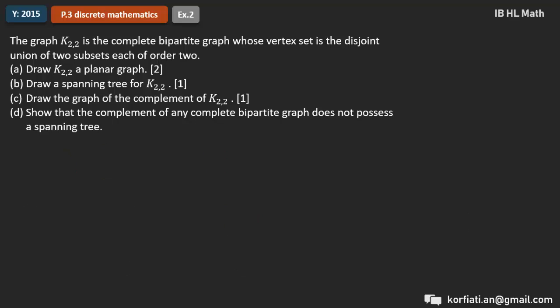So let's go now to D. It says, show that the complement of any complete bipartite graph does not possess a spanning tree. Well, in general, a graph G possesses a spanning tree if and only if it is connected. A spanning tree is a tree that contains all the vertices of the graph.